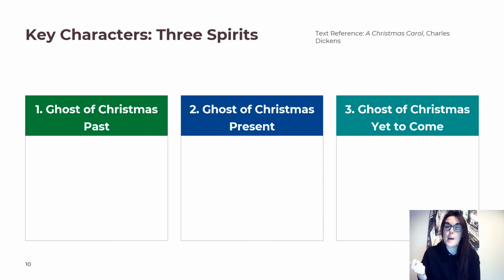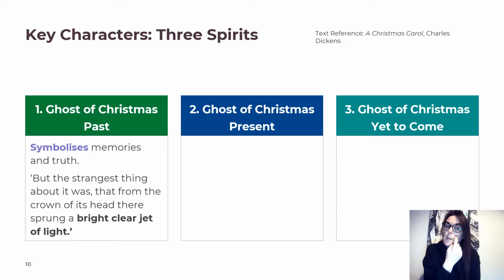So there are three main ghosts: the ghost of Christmas past, the ghost of Christmas present, and the ghost of Christmas yet to come. They each symbolise different things. The ghost of Christmas past symbolises memories and truth. And here is a quotation that sums up the description of the ghost of Christmas past: "But the strangest thing about it was that from the crown of its head there sprung a bright, clear jet of light." So that's the one that looks like the candle, that Scrooge tries to put its cap on later on. So that's the first ghost that Scrooge comes across, other than Marley.